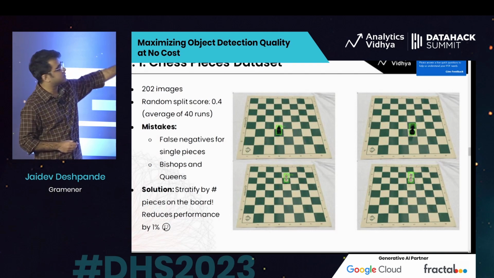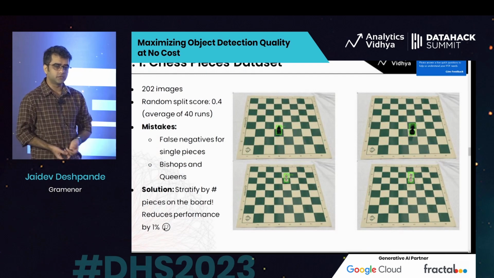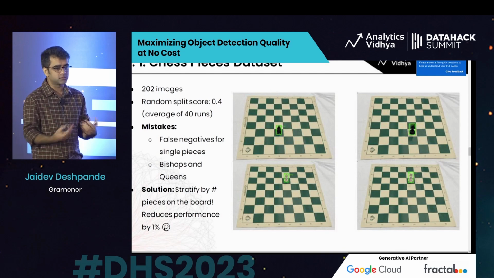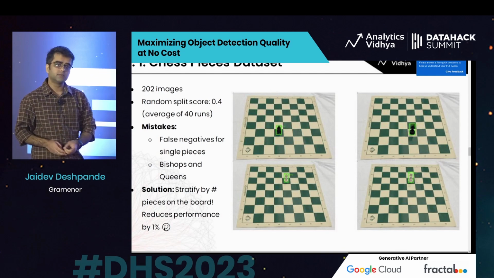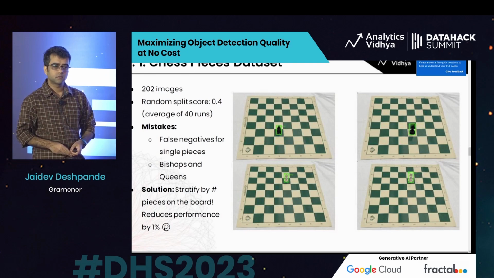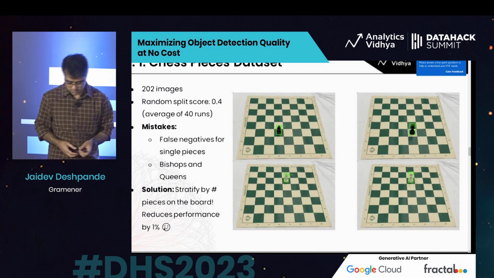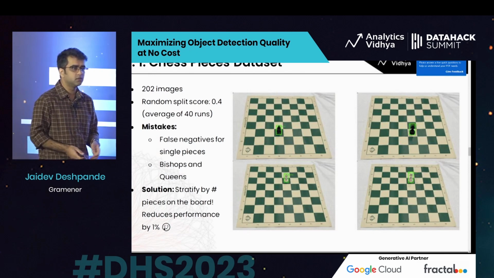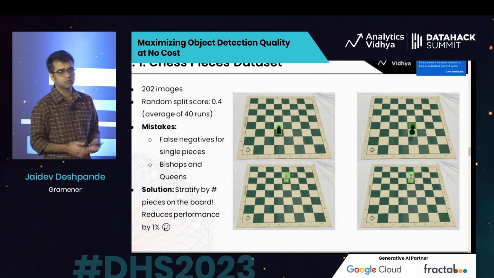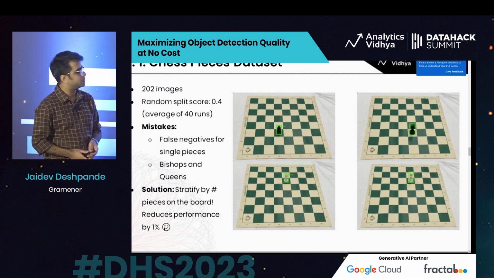False negatives for single pieces. Whenever there is a single piece on the board, whether it is black or white, the model just fails to identify them. It's there, but the model says it's not there, right? It always confuses between bishops and queens. The only consolation here is that it thinks that a black queen is a black bishop. It doesn't confuse between colors, thankfully. But that's anyway expected. You don't expect a Faster RCNN to not understand color, right, for a similar looking piece.